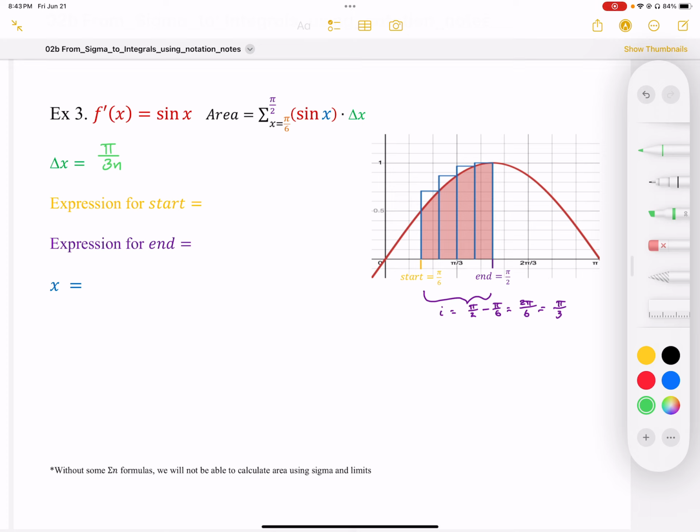So we can make n anything. If we want to calculate a Riemann sum, we use a finite value. If we want to get the exact value and convert that into the integral, we can use a limit and let n go to infinity.